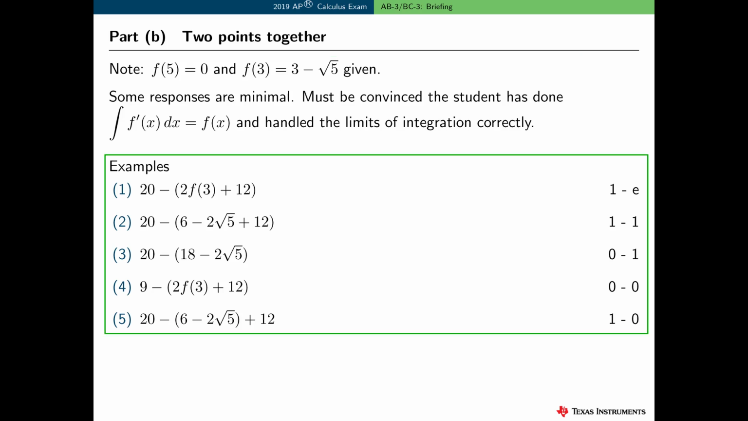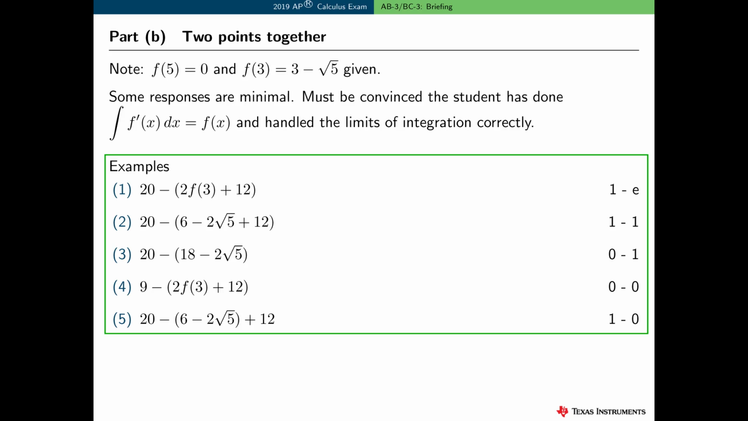In example 1, we're convinced the student handled the integral of f prime of x dx and the limits of integration. But they still need to evaluate f of 3 to earn the answer point. So this response earns the first point, and the student could go on to earn the second point. In example 2, the student earns both points.